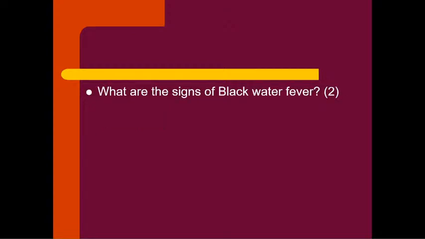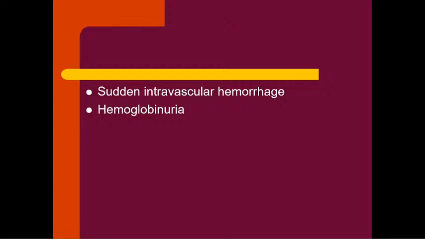Alright? Now, what are the signs of black water fever? Sudden intravascular hemorrhage and hemoglobinuria. Bakit nagkakaroon ng hemoglobinuria? Kasi may intravascular hemorrhage. Diba? Yes? If there's an increased level of hemoglobin, the renal threshold will not be able to carry it, and therefore it will release it into the patient's urine, thus resulting into hemoglobinuria. Diba? Everything that you studied in hematology is also correlative to what you are learning in parasitology.